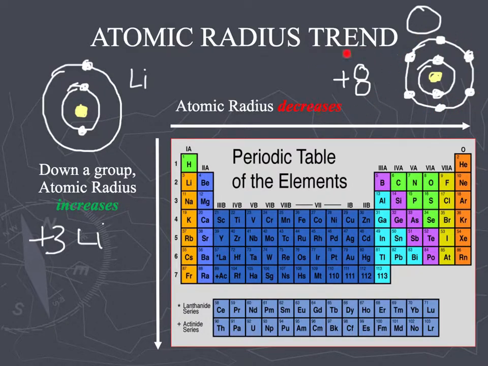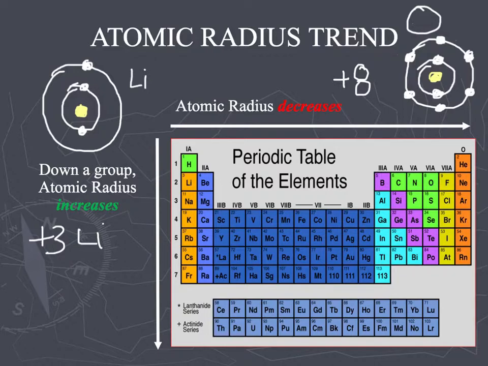But I have 5 more protons that are now pulling on these outer electrons. Remember, they're all in the same energy level, so they have no more or less energy than the one in lithium. So they get pulled in farther. Because the effective nuclear charge on them is greater than on the lithium one, they get pulled in tighter, and therefore the oxygen atom is going to be smaller than the lithium atom.